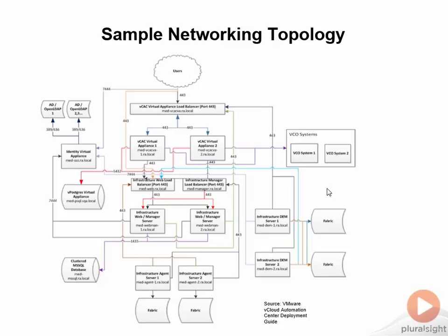443 for SSL or HTTPS communication. We have our database ports, 1433. We have 7444 for authentication. So those should look familiar from what we had before, and it's just at a much grander scale because we have a lot more components. But use something like this to trace back all the network traffic and to really map out what your environment's going to look like.